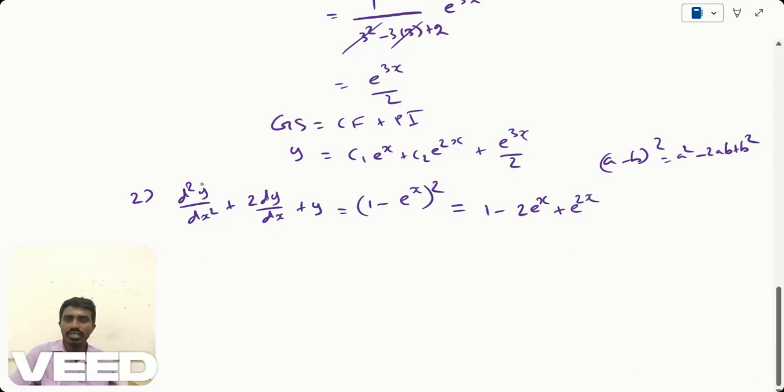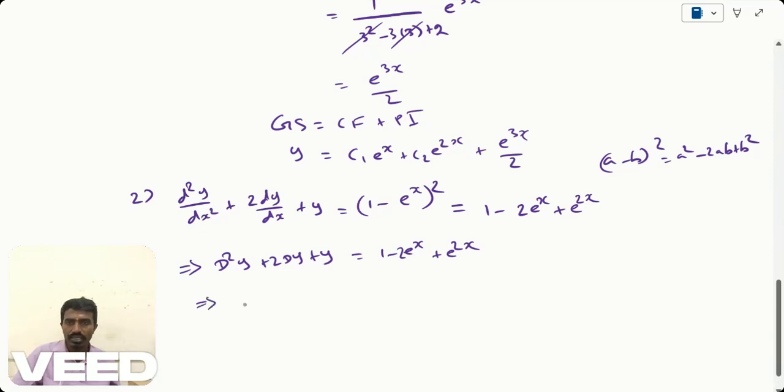Now if you write the symbolic form, then what you may get? D square y plus 2 Dy plus y equal to 1 minus 2 e power x plus e power 2x.